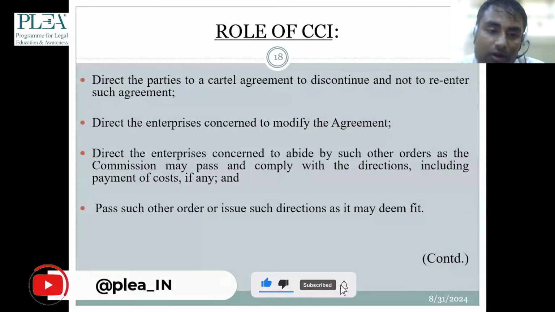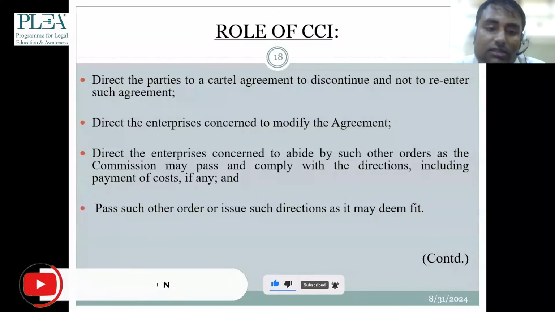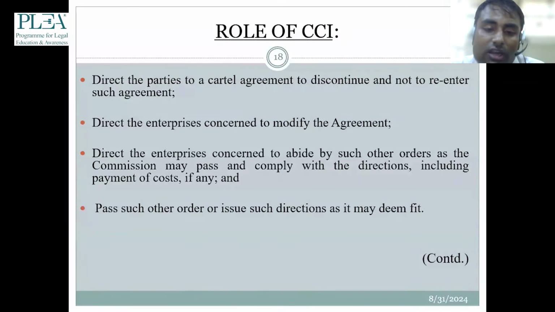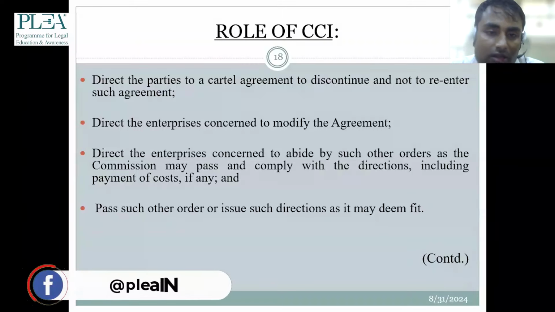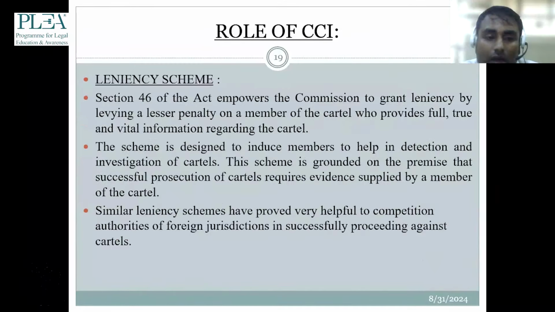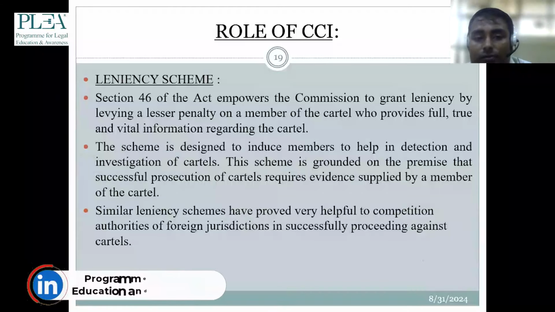directions, including payment of costs, if any, and pass such other order or issue such directions as it may deem fit in that regard. So it will be decided by the Commission. It is not imposed by the law. Leniency scheme comes under section 46.